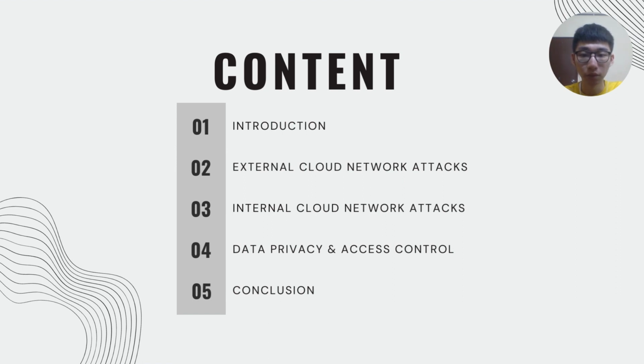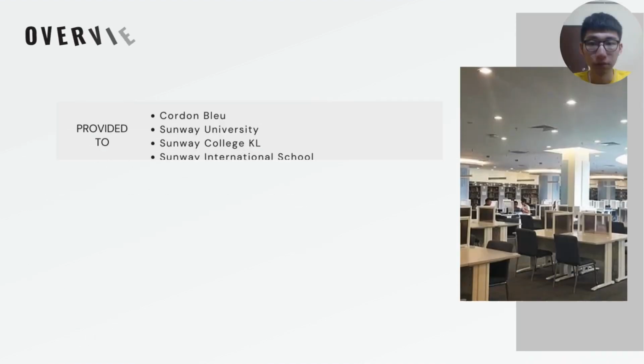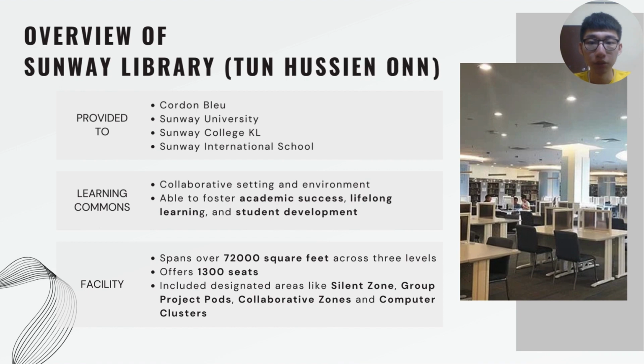Now I will proceed with the introduction. Sunway Library, also known as Tun Hussein Onn Sunway Library, is a large library found on Sunway campus. It provides service to various parties and students. Sunway Library's goal is to help students achieve academic success and growth. Sunway Library uses technology for their website, data storage, security, and more. They will surely face many security challenges related to the network.